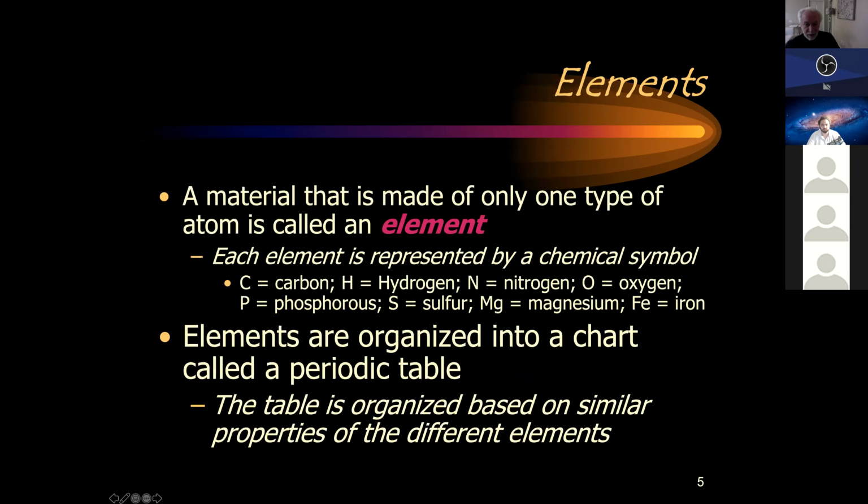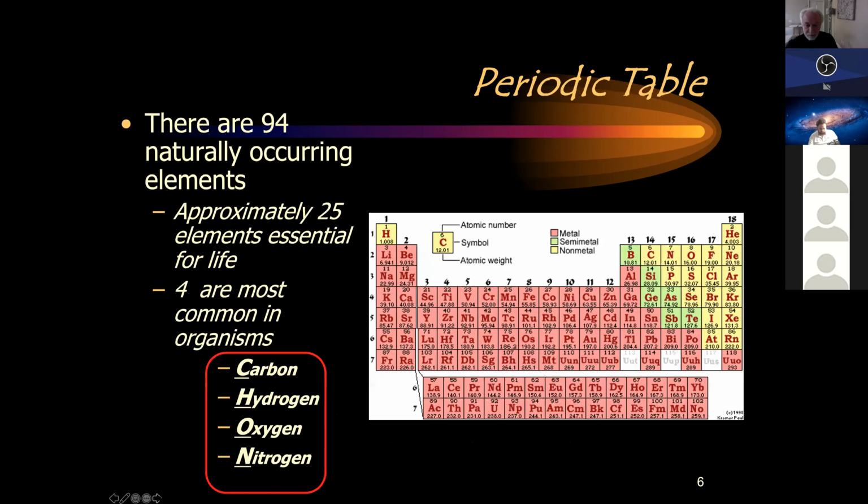Now, what is an element? It's a material that's made up of just one type of atom. It's called an element. Each element is represented by a chemical symbol, usually a single letter, but it can be two letters. They're organized into a chart called a periodic table. This table is organized on the basis of similar properties between various elements. So here's an example of a periodic table.